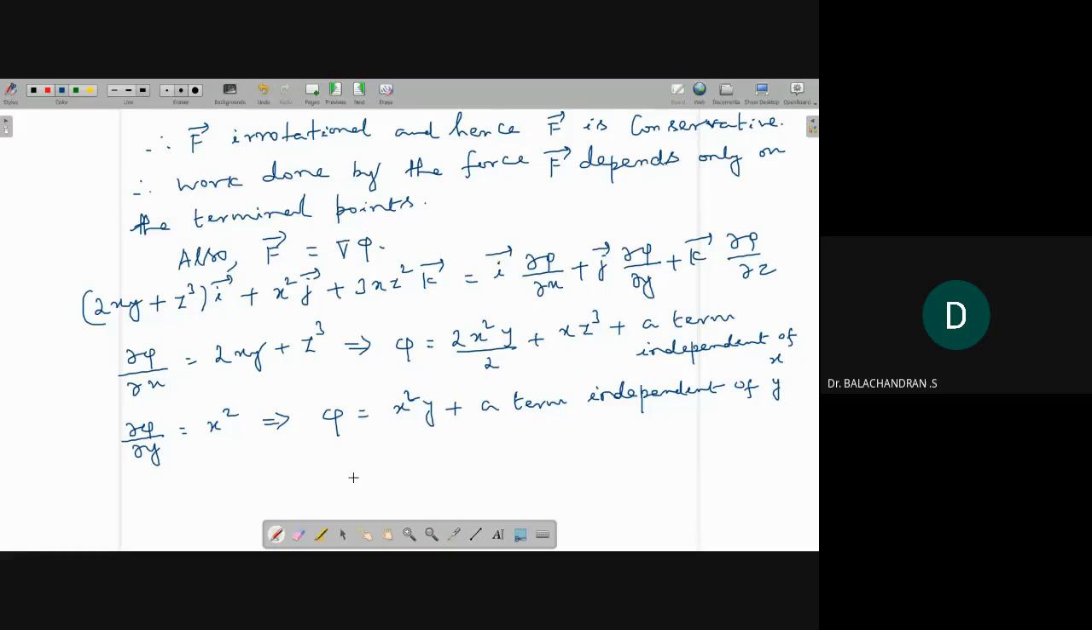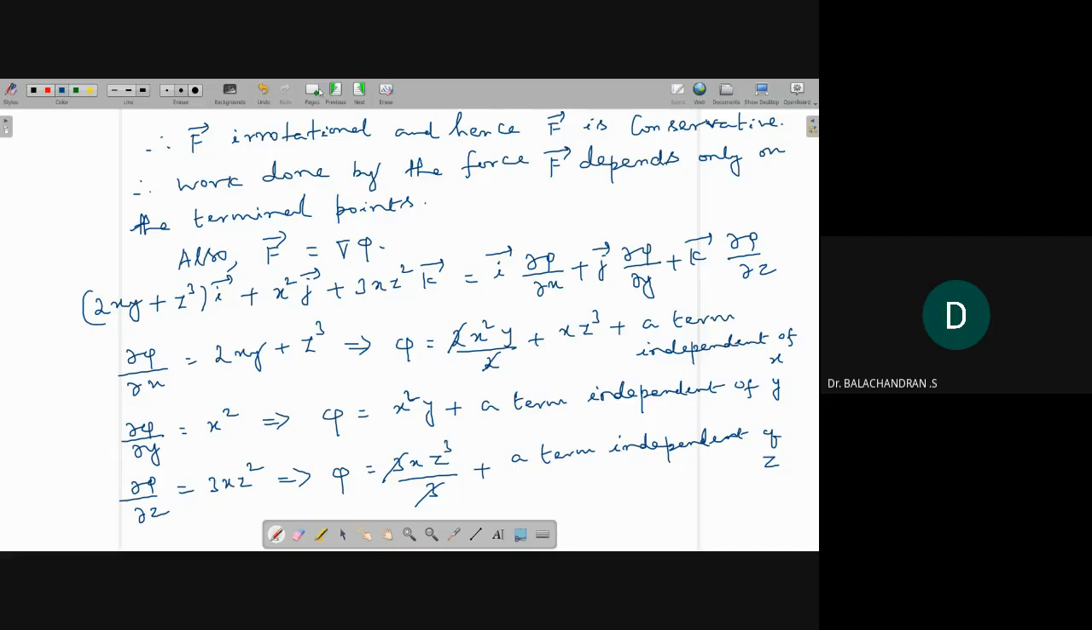And ∂φ/∂z equals 3xz². This implies if you integrate with respect to z, you get φ equals 3x z³/3 plus a term independent of z. So you can cancel 3 and 3, here 2 and 2. So x²y is a repeated term. Similarly, xz³ is a repeated term.